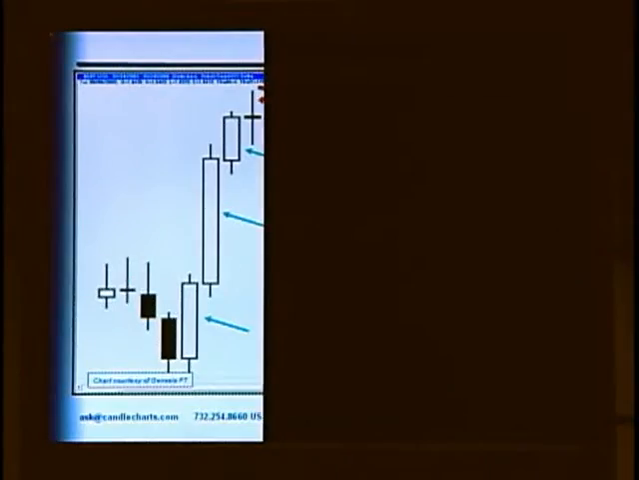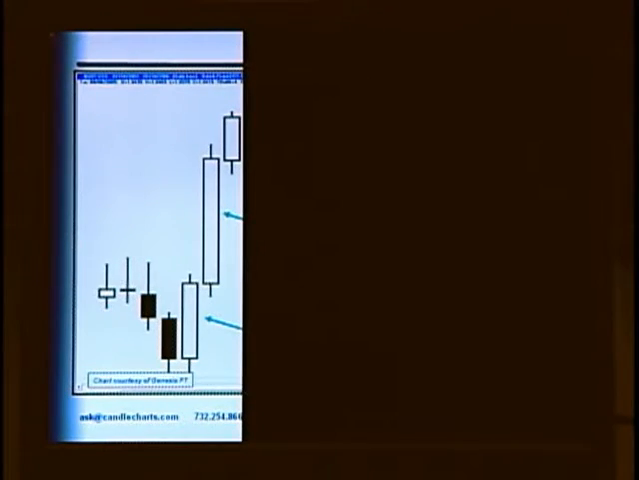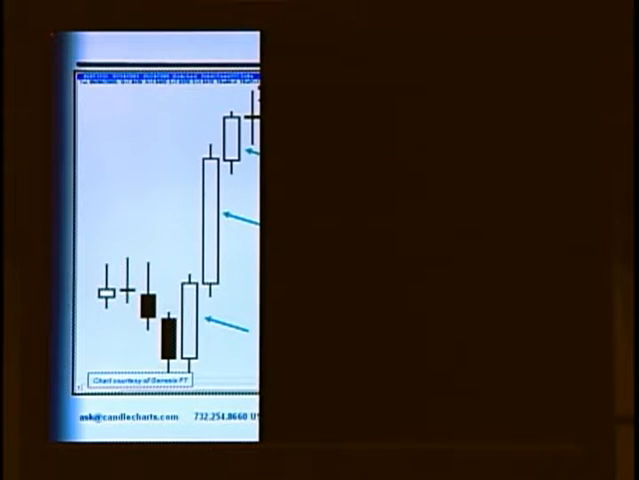By being neutral, the odds of the turn have increased, but they're not 100%. To me, the odds of a turn are lower here than they would be over here. Okay, when using technicals, we're really trying to get the probabilities on our side. It's never going to be 100%.